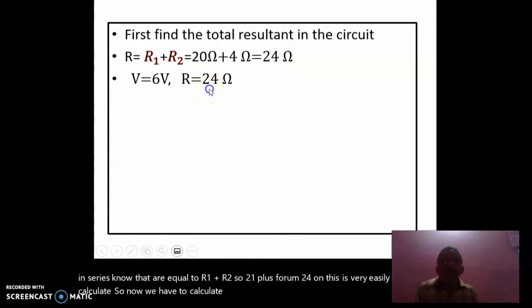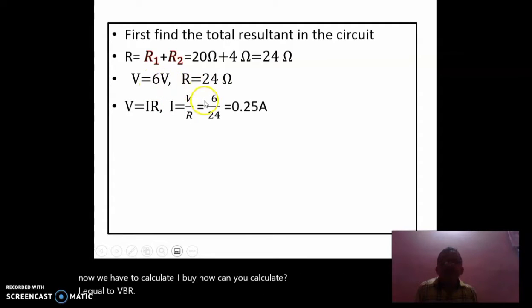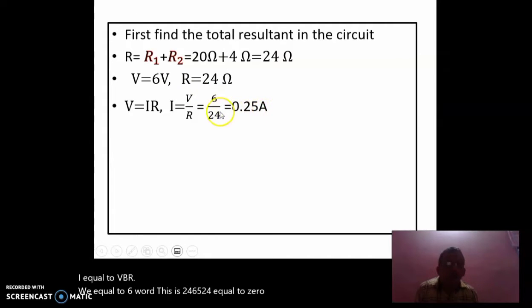I, how can you calculate? I equals V by R. V equals 6 volt, R is 24. 6 by 24 equals 0.25 ampere. This is the total current, 0.25 ampere.